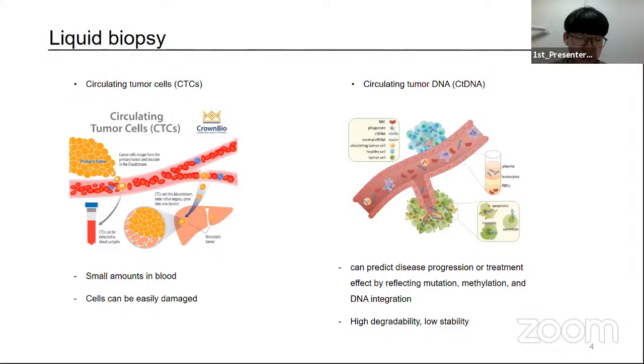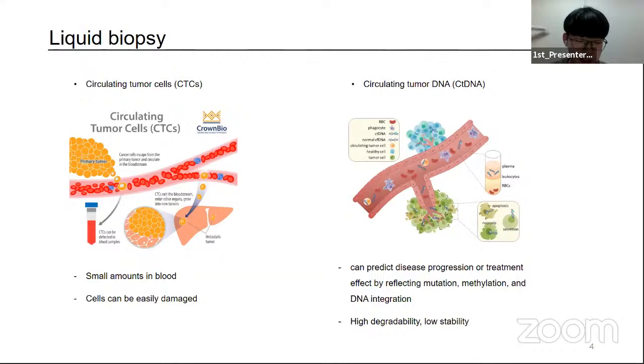The goal of CTC technology is to isolate single CTCs in sufficient numbers with high purity from a large volume of blood and low shear stress to minimize cell damage. It is present in small amounts, so it requires extraction and cultivation procedures. And cells can be easily damaged. It is a disadvantage.